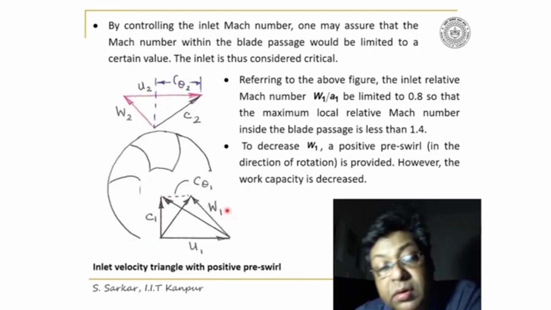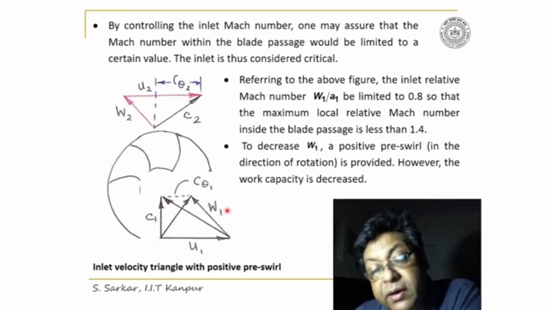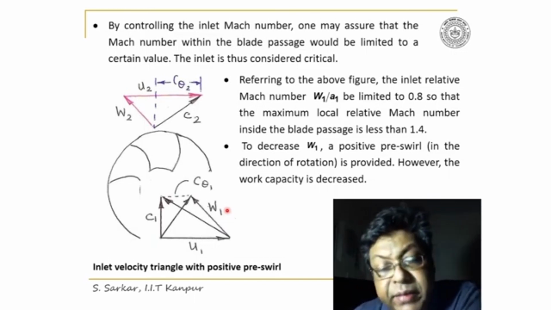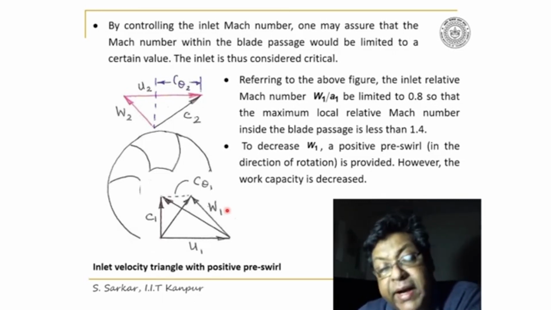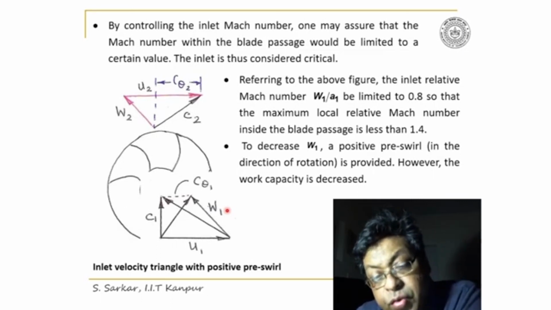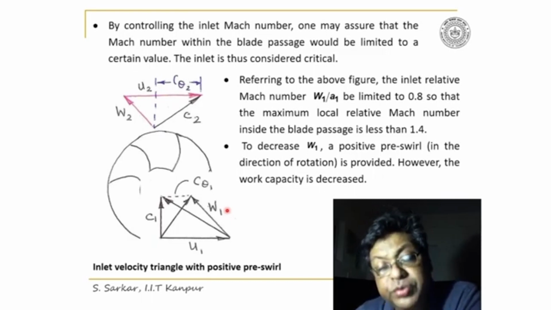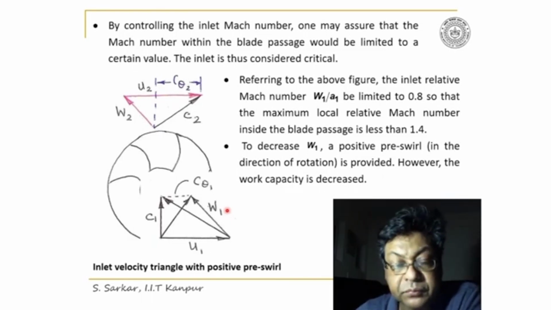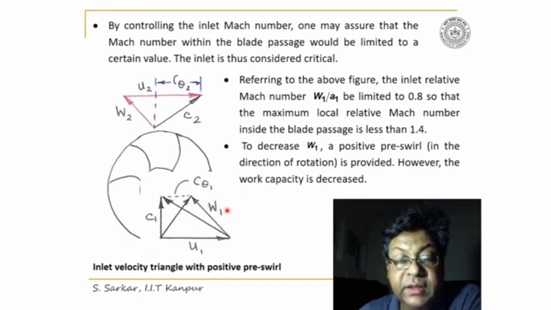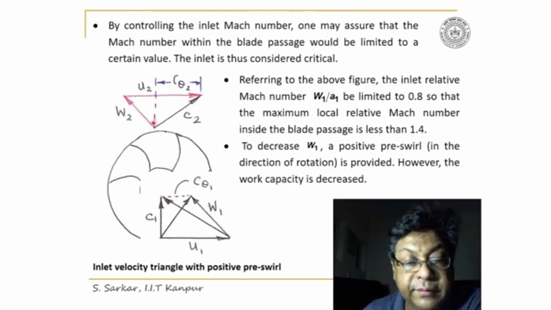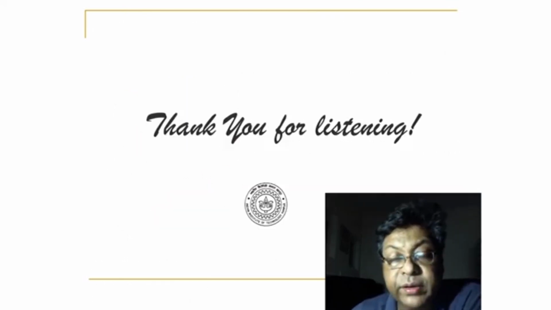So what we'll do? We'll make an arrangement by providing a guide vane or inlet blading curvatures, so that there exists some free vortex at inlet which will reduce the inlet Mach number. However, one should know that work capacity would also decrease because of C theta 1. Thank you for listening.